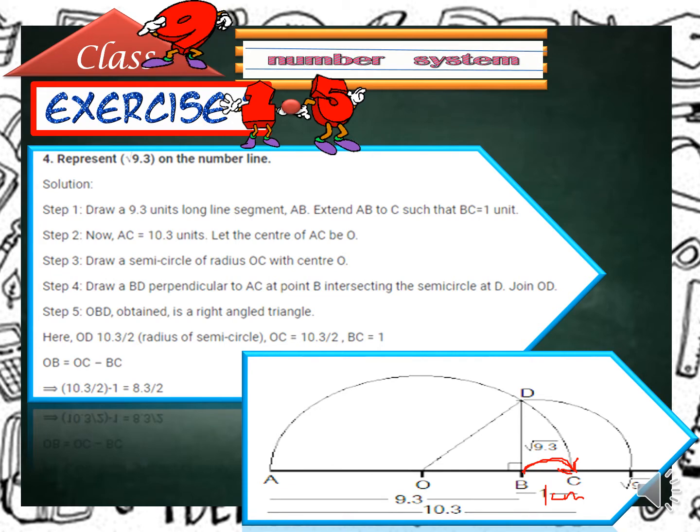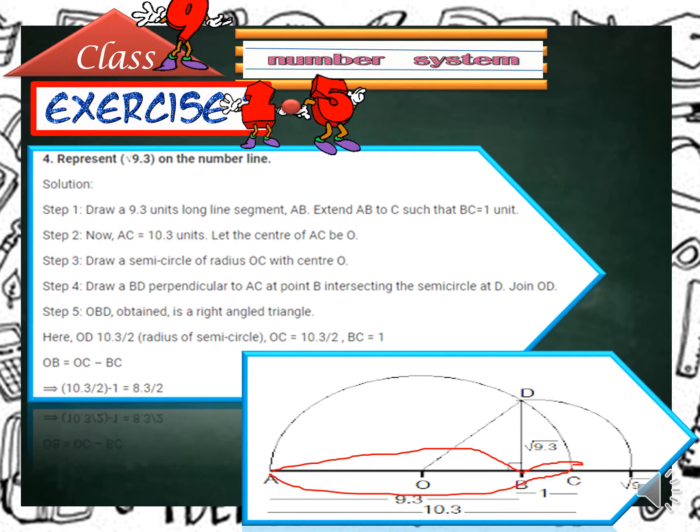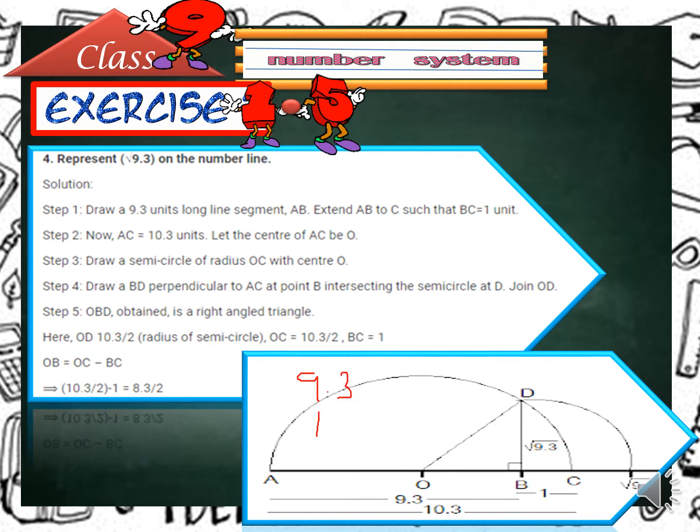When you extend, you will get AB, BC, AC. You know the measurement of AB, that is 9.3, and BC is 1 centimeter. So what is AC? When you add AB and BC, you will get AC. AB is 9.3 and BC is 1 centimeter. Keep the decimal properly in the particular place. When you add 3 plus 0, it's 3, and 9 plus 1, it's 10. Place the point. So AC is equal to 10.3 centimeter. That is what they have given here.